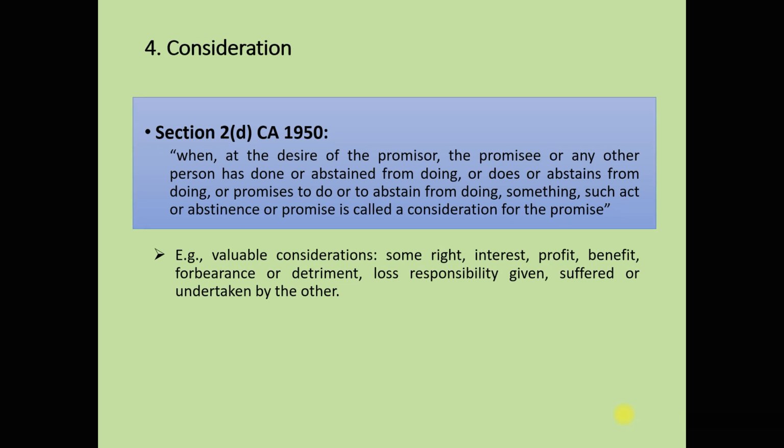All right. So the fourth essential element of a contract is consideration. As far as consideration is concerned, it is stated under Section 2(d) of the Contract Act: when at the desire of the promisor, the promisee or any other person has done or abstained from doing, or does or abstains from doing, or promises to do or to abstain from doing something, such act or abstinence or promise is called a consideration for the promise.